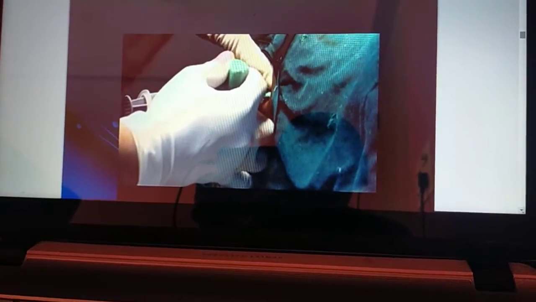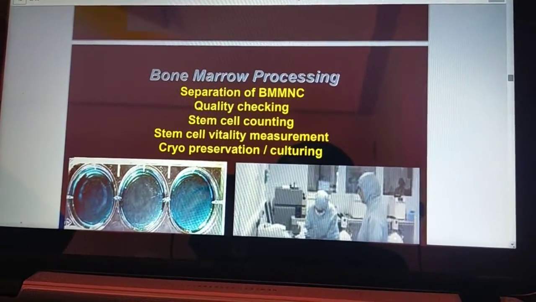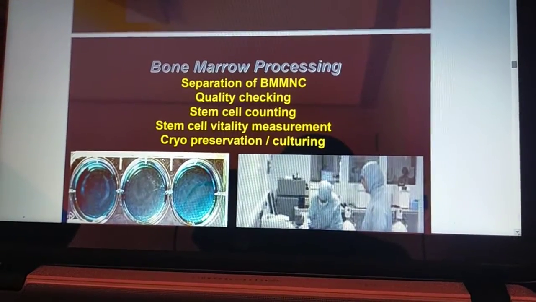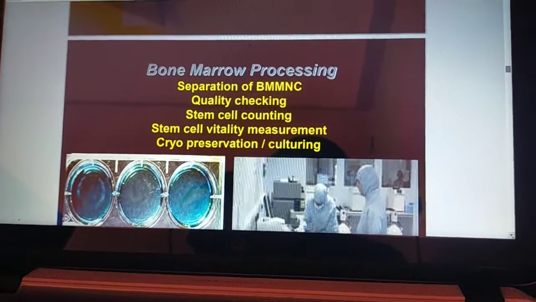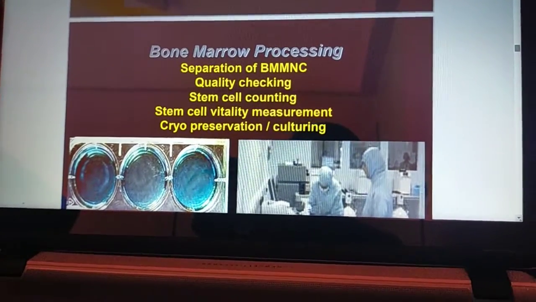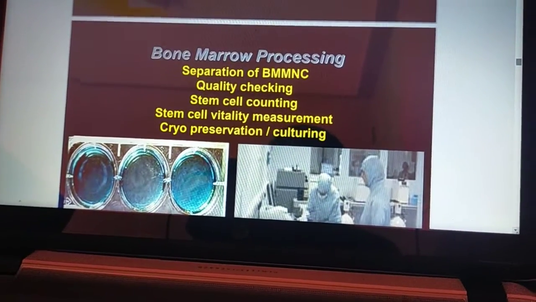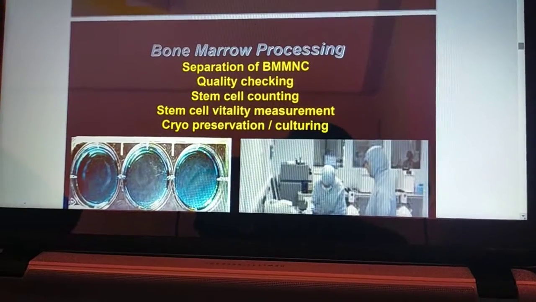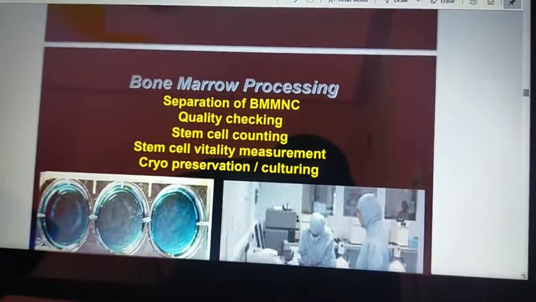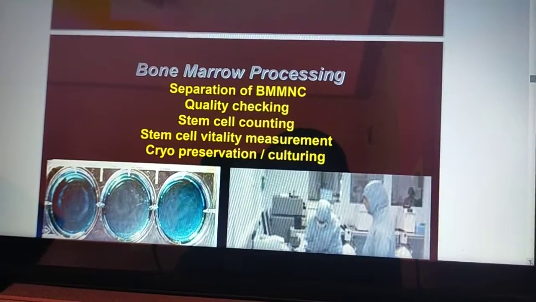This is the procedure. Pictures of stem cell aspiration. Bone marrow processing: after collection of bone marrow, how are we going to process it for stem cell isolation? First, separation of bone marrow MNCs by the density gradient method. We use a Ficoll-Paque-like material to separate the MNCs. Then we check the quality and the number of viable cells by cell counter, stem cell counting, and stem cell vitality measurement.